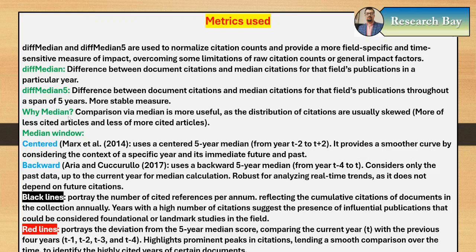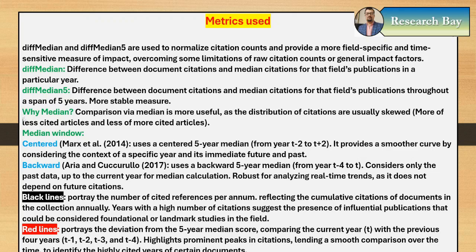So why do we consider median, not mean? This is because of the skewed nature of the articles. Among the cited articles, the less cited articles are more in number and the more cited articles are less in number. So that leads to the formation of a skewed distribution, and we all know that in the case of skewed distribution, median is a better way of assessing the distribution rather than mean. So the central tendency of the distribution can be better assessed through median in this case.